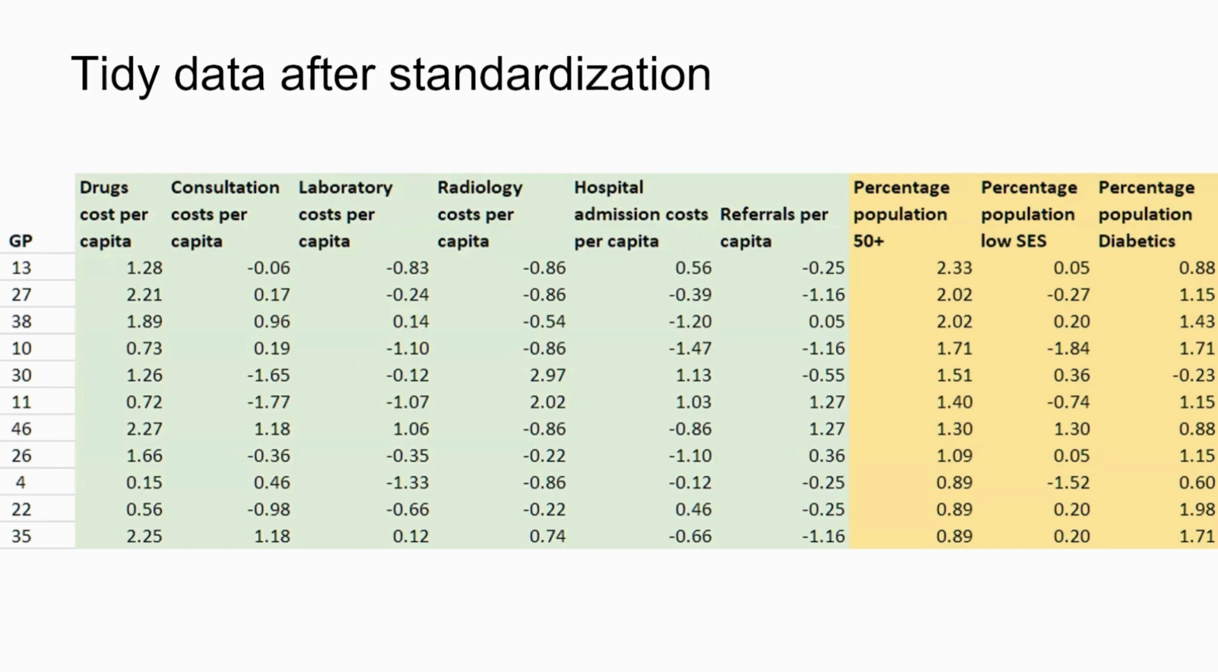After standardization, our tidy dataset will have all numbers close to 0, in this case within a range of roughly -2 to 2. This transformation allows us to compare different variables on an equal footing. For example, a GP with a standardized drug cost of 1.5 is significantly above average, while one with a standardized referral rate of -0.5 is slightly below average. A GP with a score of approximately 0 is exactly at the average.